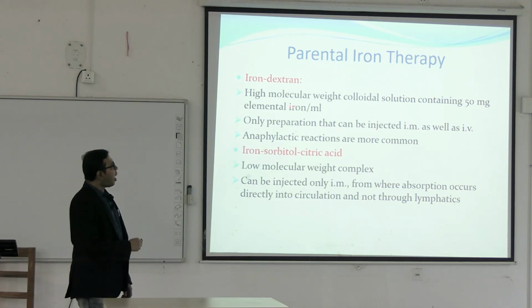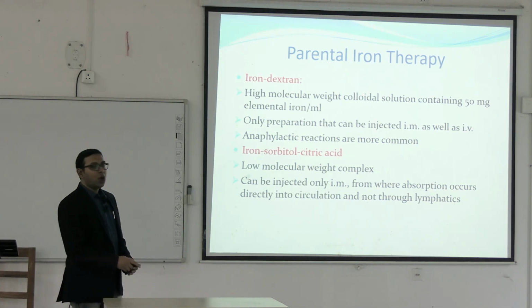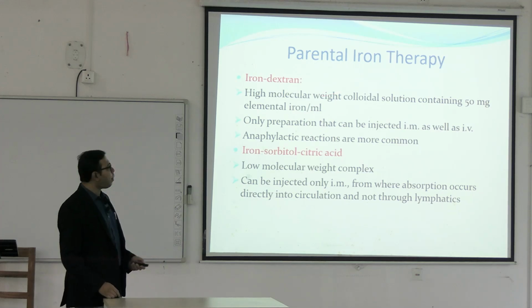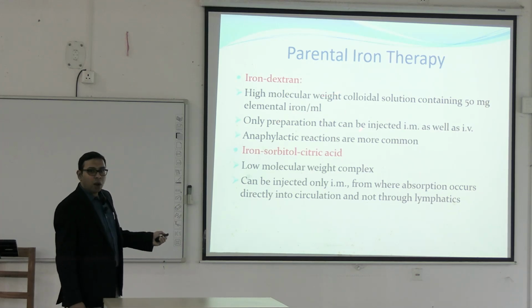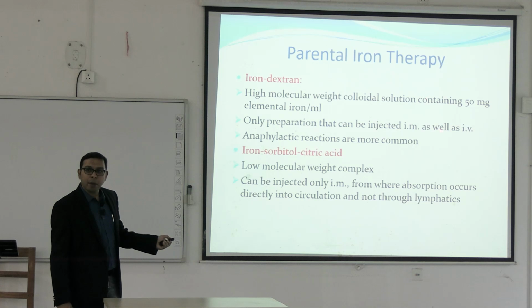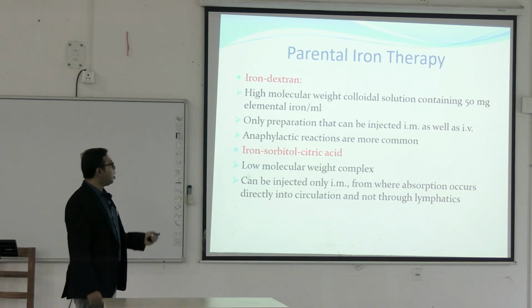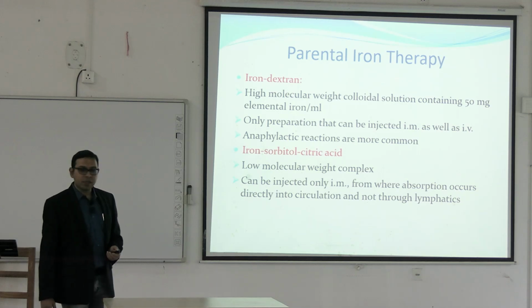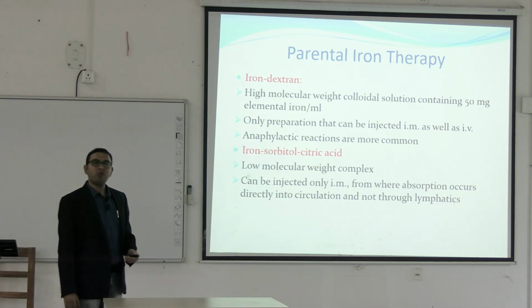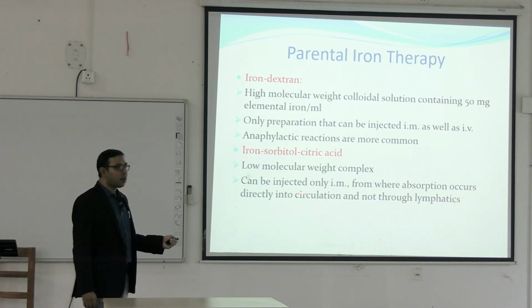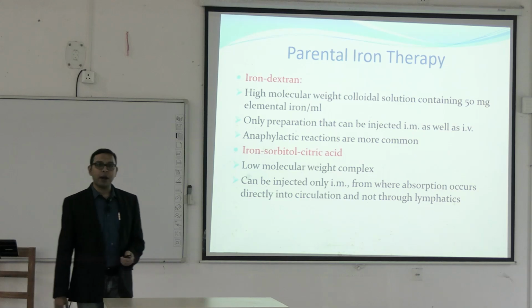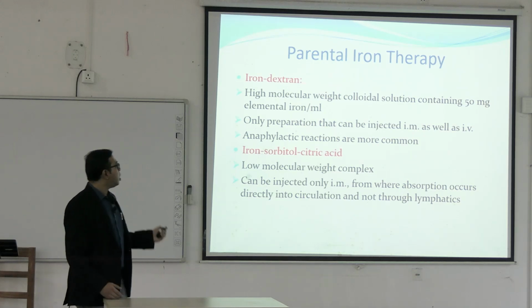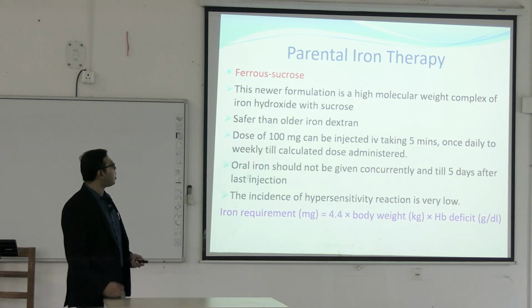Iron dextran is a high molecular weight colloidal solution, containing 50 milligram elemental iron per milliliter. That is the only preparation that can be injected both intramuscularly as well as intravenously. Anaphylactic reactions are more common. This is the older preparation. Previously iron dextran was given. Iron sorbitol citric acid is a low molecular weight complex. It can be injected only intramuscularly, from where absorption occurs directly into the circulation and not through lymphatics. Again, anaphylaxis can happen. So, iron dextran, iron sorbitol citric acid.